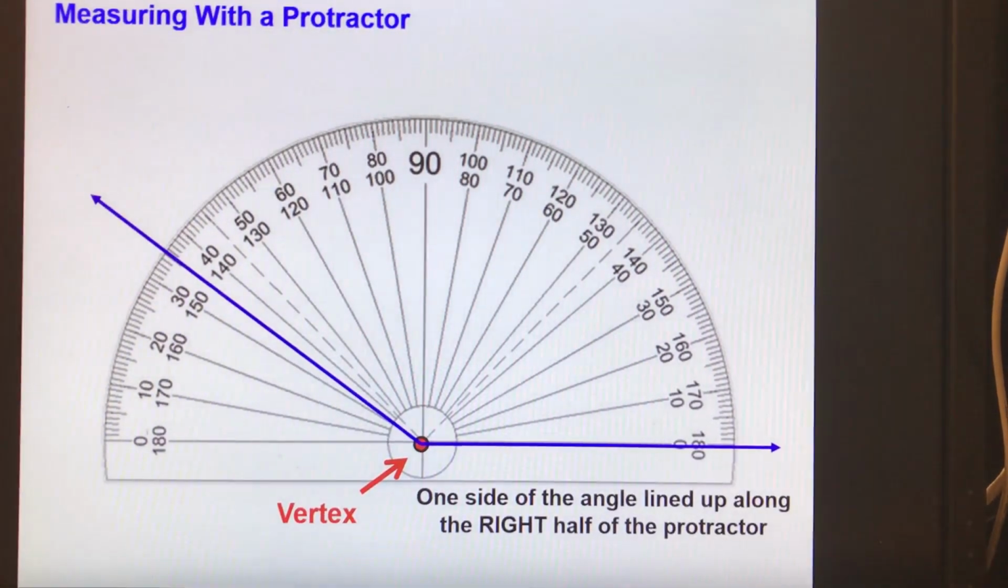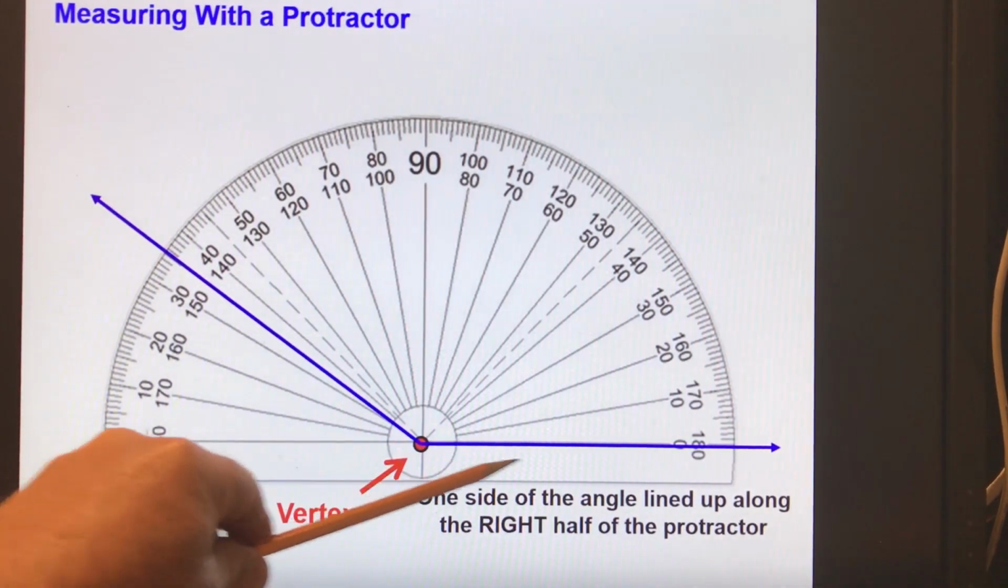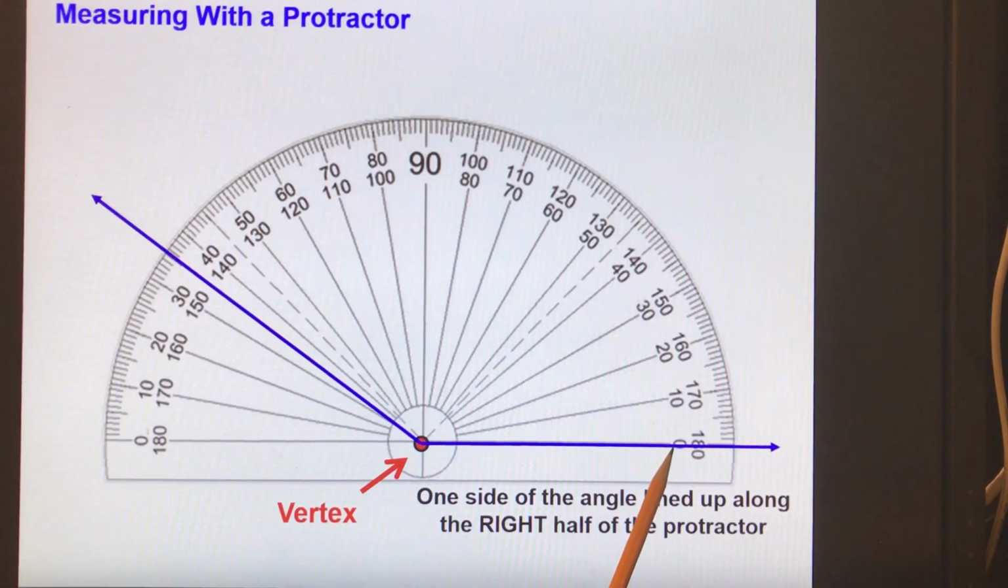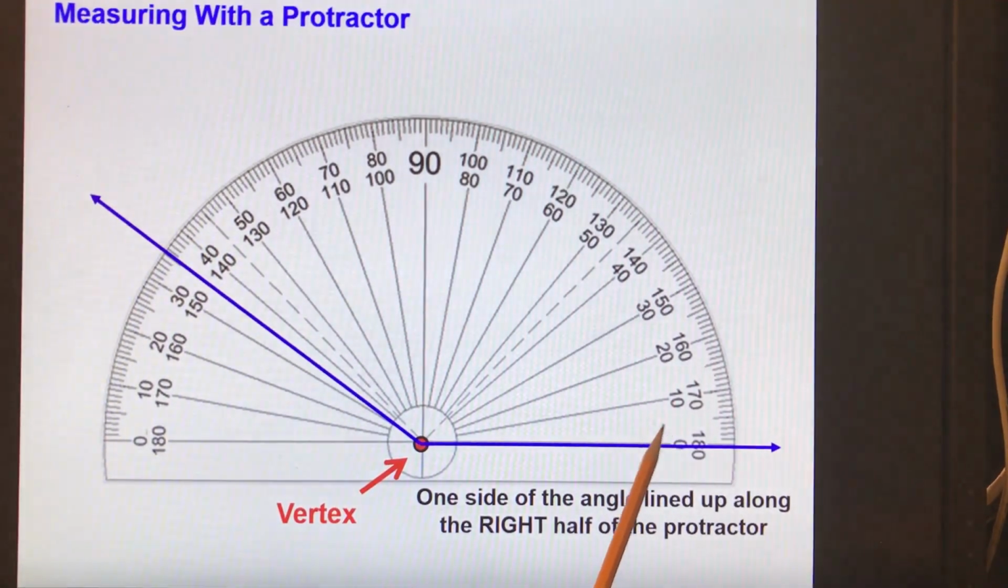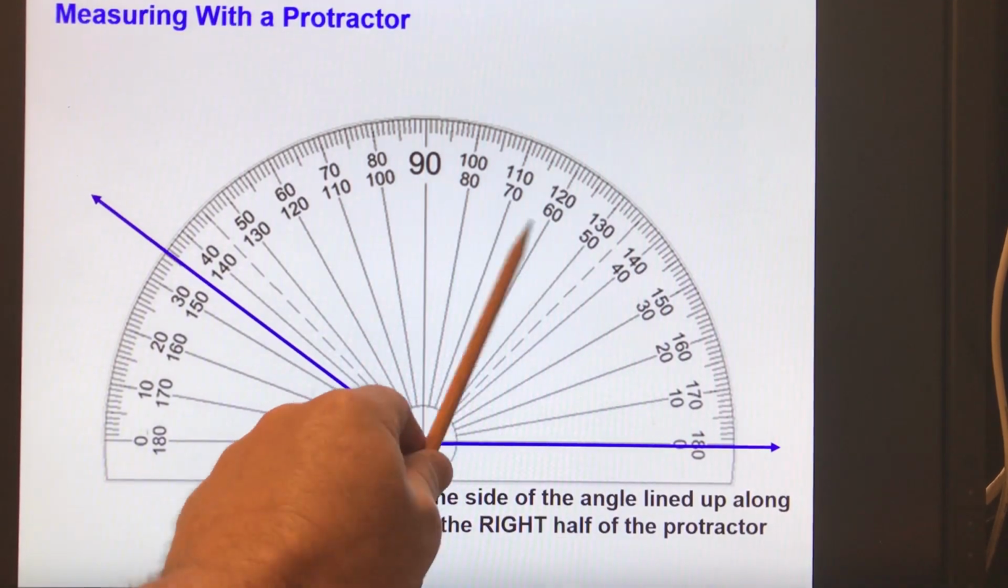Okay, now we're on the right side, and we have the side of this angle at the vertex being lined up at the 0. But the 0 in this case is on the inside, and you read right to left.